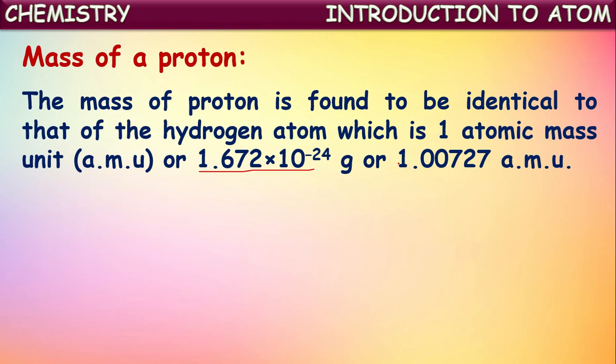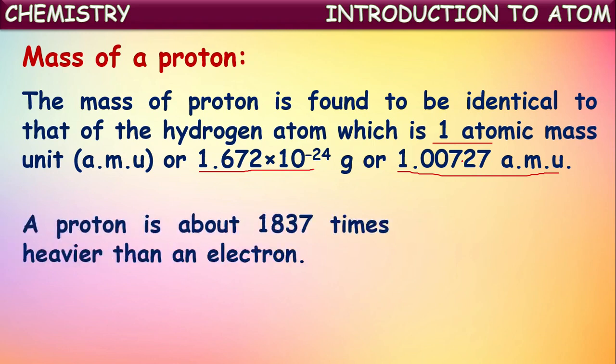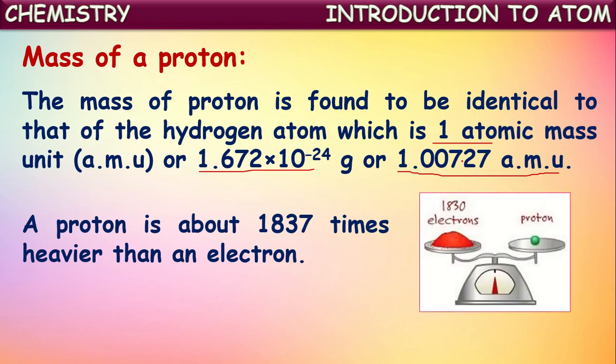In AMUs it is equal to this. But in general, the mass of a proton will be taken as 1 AMU. To say accurately, it is equal to 1.00727 atomic mass units, but in calculations it will be considered as 1 AMU. A proton is about 1837 times heavier than an electron.